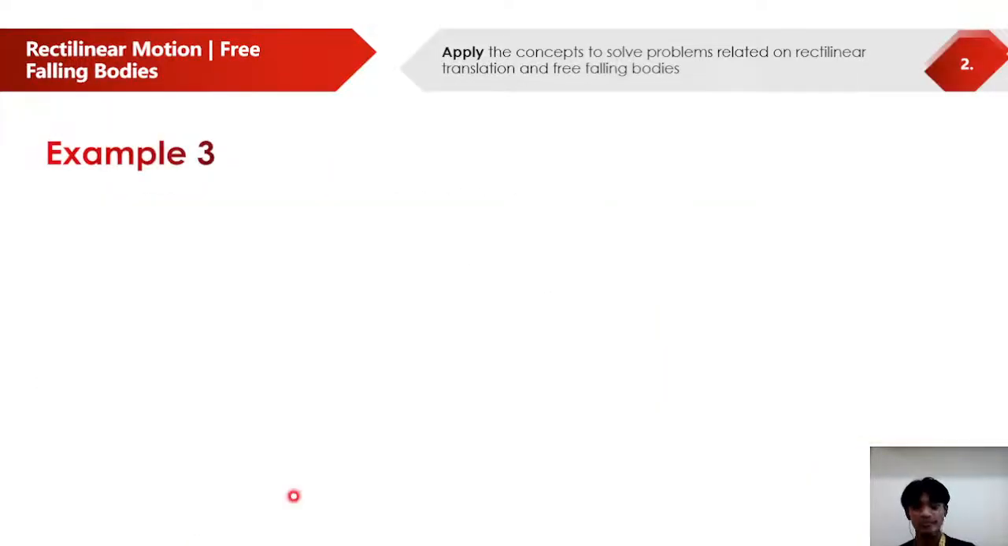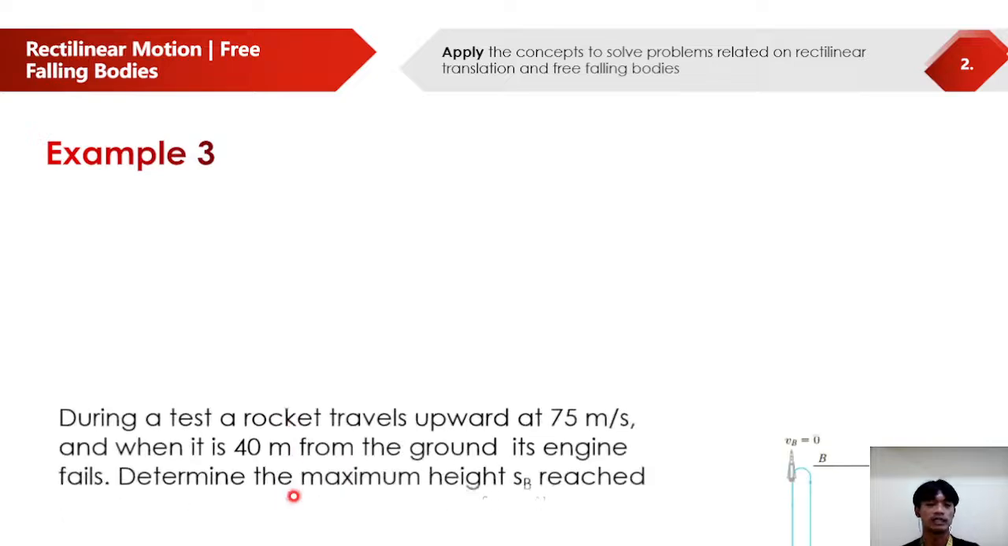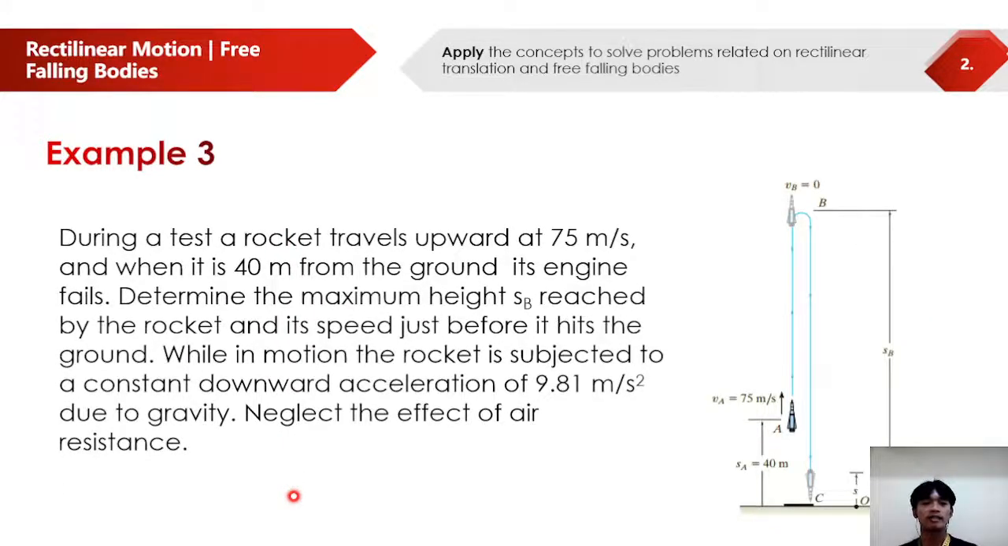So, let's have an example of a free falling body. During a test, a rocket travels upward at 75 meters per second, and when it is 40 meters from the ground, as you can see here in the figure or drawing, its engine fails. So it falls back to the ground. Determine the maximum height s sub B.